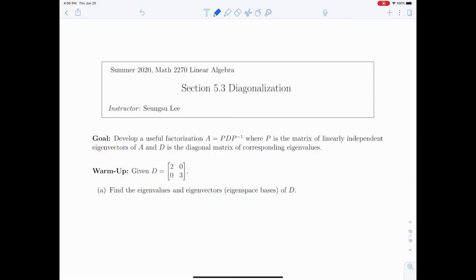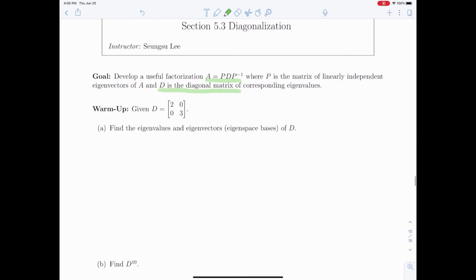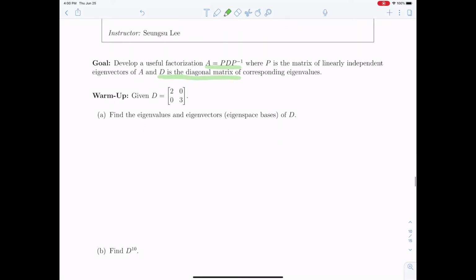Okay, so in this lesson, we're going to talk about a new factorization which is given by P times D times P inverse, where P is the matrix of linearly independent eigenvectors of A, and D is the diagonal matrix. So before we get started, let's see how good the diagonal matrix is.